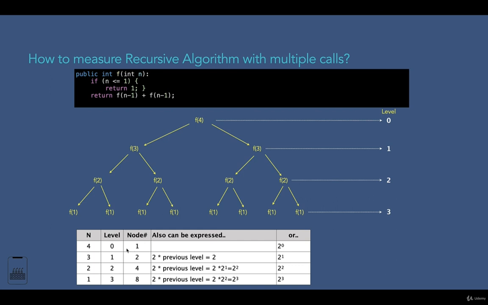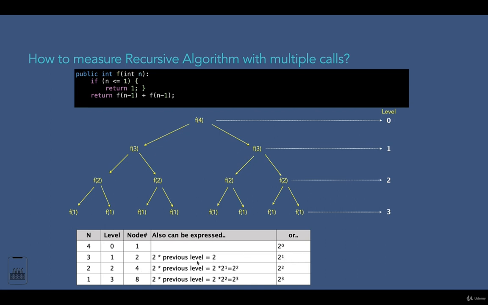So you can see that in level 0, we have only 1 node. In level 1, we have 2. In level 2, we have 4. And in level 3, we have 8. And these can be expressed as powers of 2. So in the first case, it's going to be 2 to the power of 0. In the next level, 2 multiplied with the previous level, so it's going to be 2 multiplied with 2 to the power of 0. So it's 2 to the power of 1.